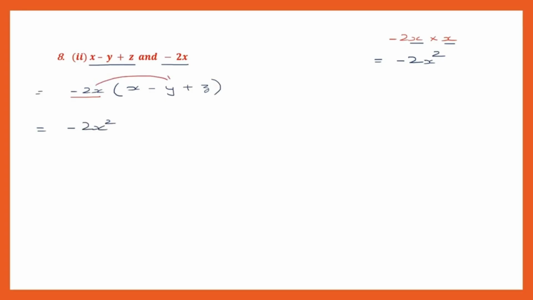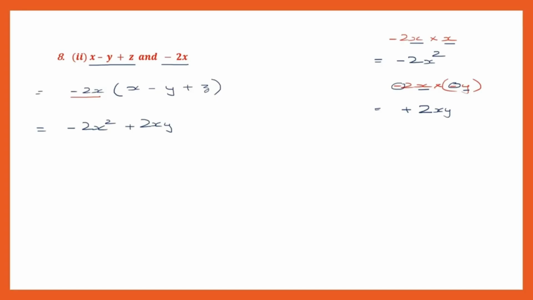Minus 2x into minus y. So minus 2x into minus y. So first we work on the signs. So here we have minus into minus, so that becomes plus. The number is 2. We have 1x, 1y, so that is xy. So plus 2xy. Now that is over.